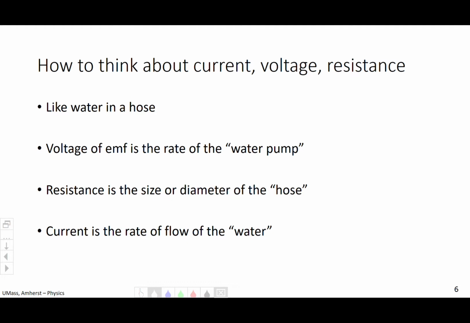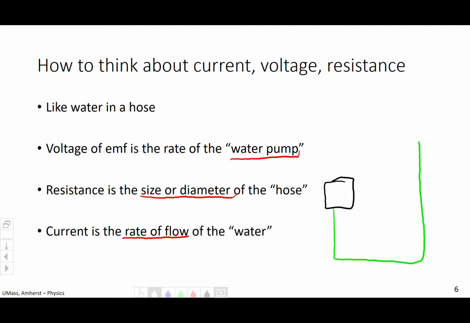I think that the best way to think about it, or if not the best, a very useful way to think about it, is water in a hose. The voltage of EMF is the strength of the water pump. That's the strength of the pump that is shoving this water through this hose. Resistance is going to be the size or the diameter of the hose, so how wide or skinny it is. And then current is the rate of flow of the water. So we have some water pump and it's pumping. Here's our pump.